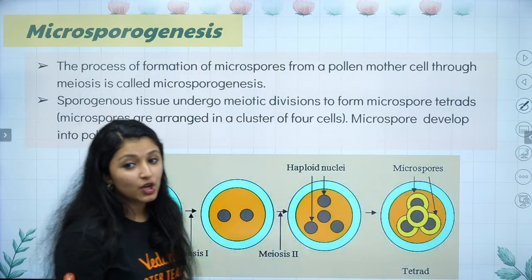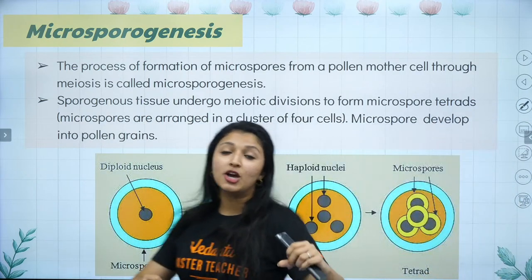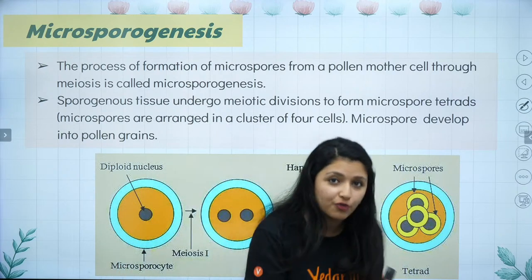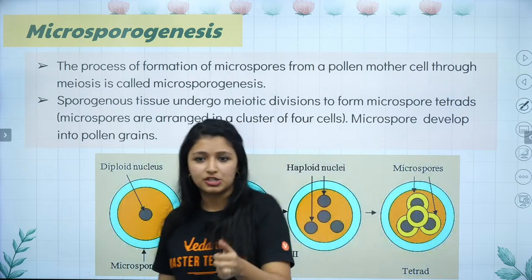Now, microsporogenesis. Yes, now we are getting into action. We're going to learn how these beautiful gametes are made. Male gametes should be made for sexual reproduction. So we learn.